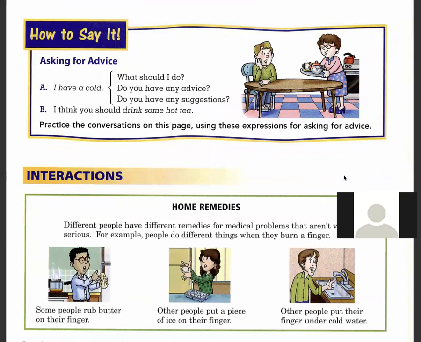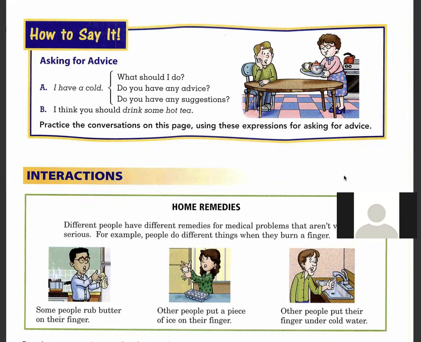How to say it. Asking for advice. Repeat after me. I have a cold. I have a cold. What should I do? Do you have any advice? Do you have any suggestions? I think you should drink some hot tea.